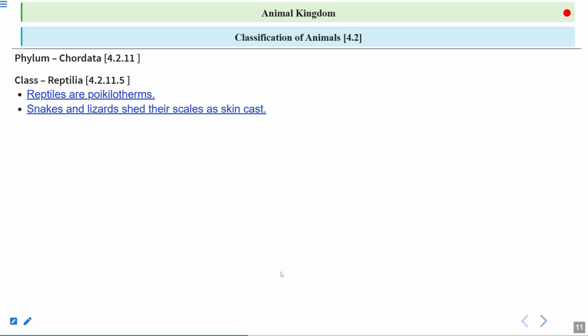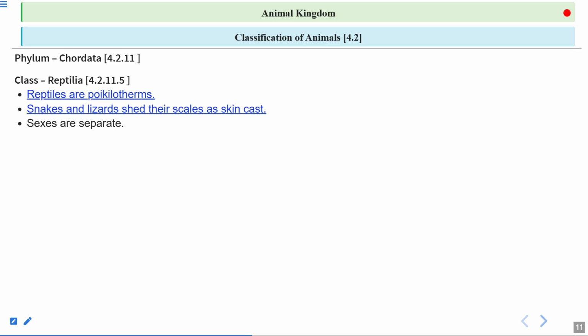Snakes and lizards shed their scales as the skin cast. So you must have heard about it, that snakes cast their skin. They cast their skin means they remove their old skin and the new skin comes up, right? In the same way, lizards also shed their scales. Their body is covered with scales, so they also remove their scales from their body. So snakes and lizards shed their scales as the skin cast. This point is very important.